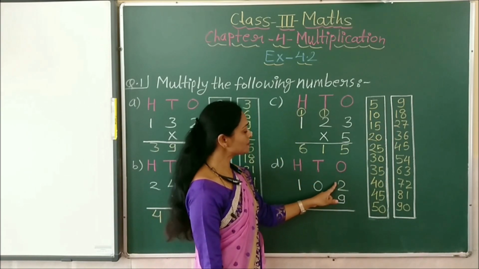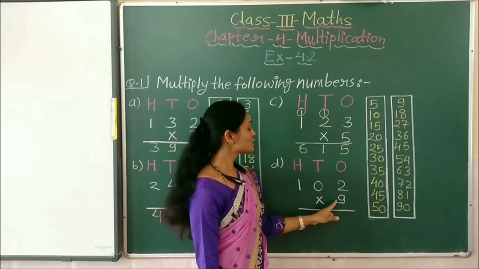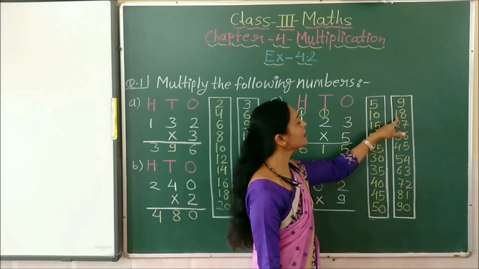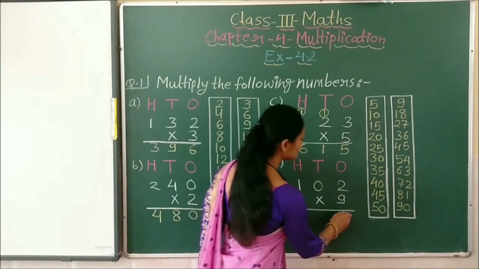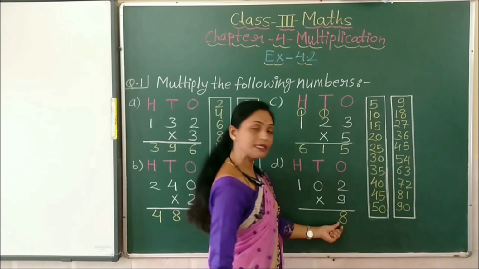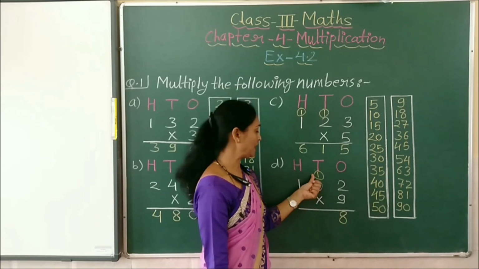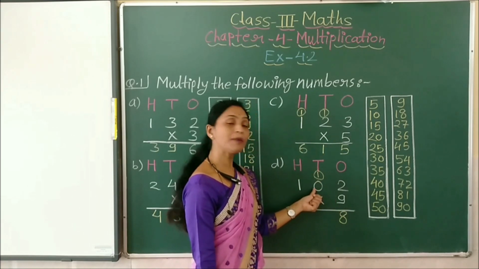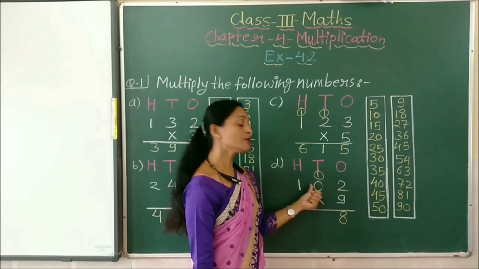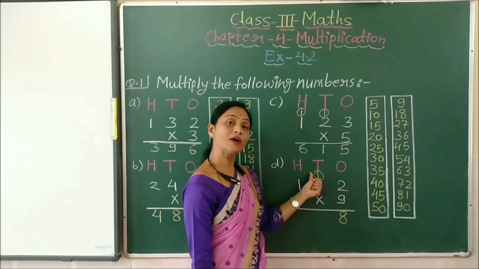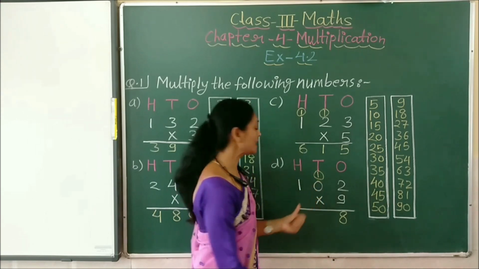Now see, first we will multiply these two. So 9's table, 2 times we have to read. 9 ones are 9 and 9 twos are 18. So 8 we will write here and 1 carry over on tens place. Now 9 we have to multiply with 0. So 9 zeros are how much? 0 only. And then we have to add this 1 in 0.